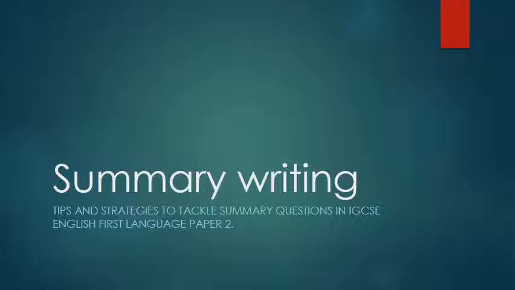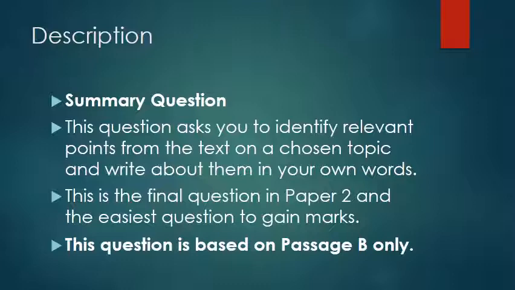Summary writing. Tips and strategies to tackle summary questions in IGCSE English First Language Paper 2. Description. The summary question asks you to identify relevant points from the text on the chosen topic and write about them in your own words. This is the final question in Paper 2 and the easiest question to gain marks. This question is based solely on Passage B.